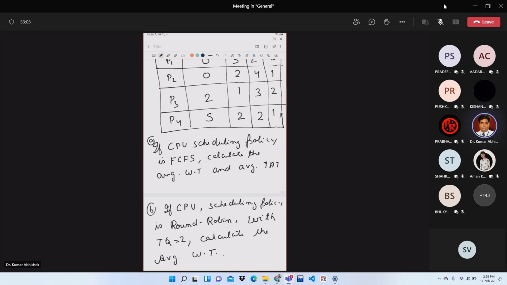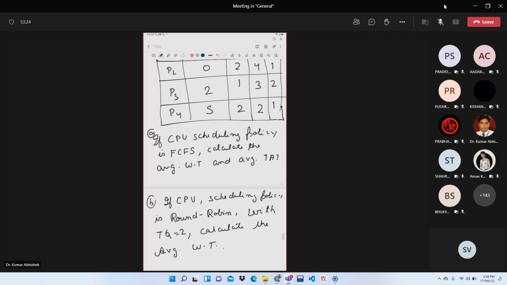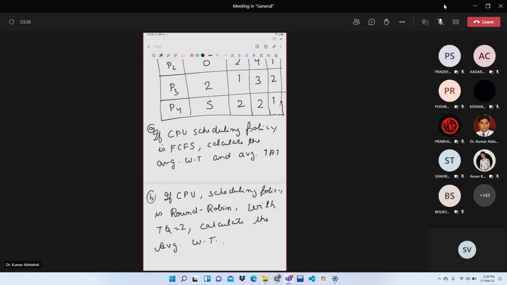So do this in the form of a queue. Your ready queue will always be a queue. Remember, in FCFS, whichever process comes first in the ready queue will be executed. The same concept will be there in round robin, but we have to maintain a time slice, a 2 second slice. So try this at home. Next class, I'll solve it.